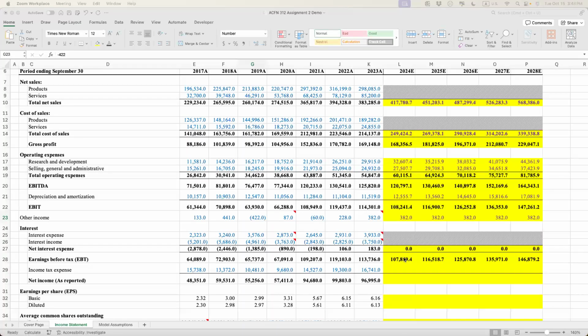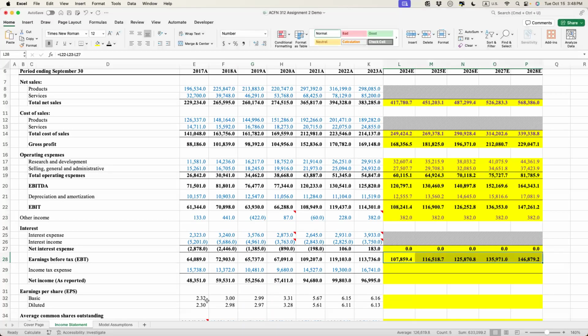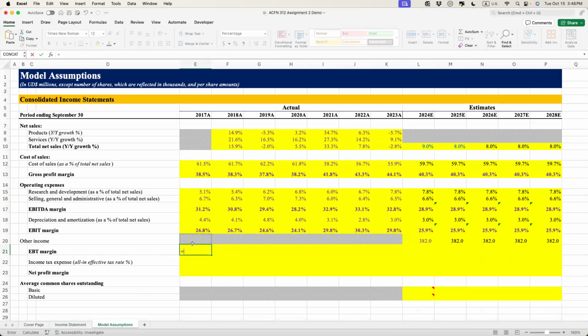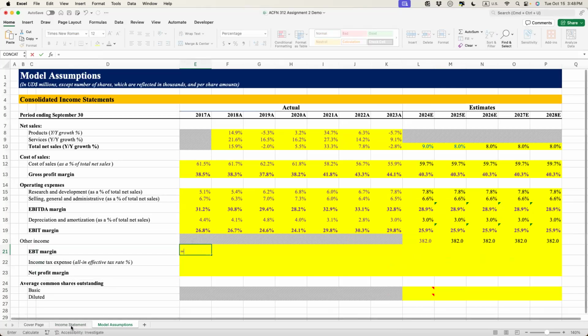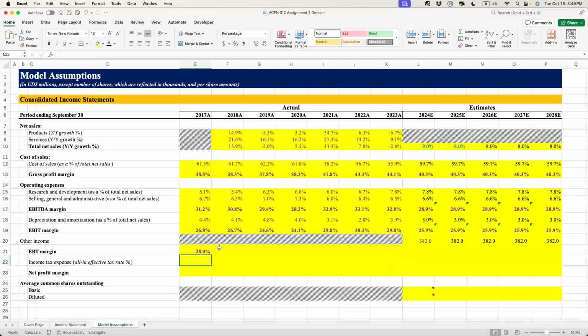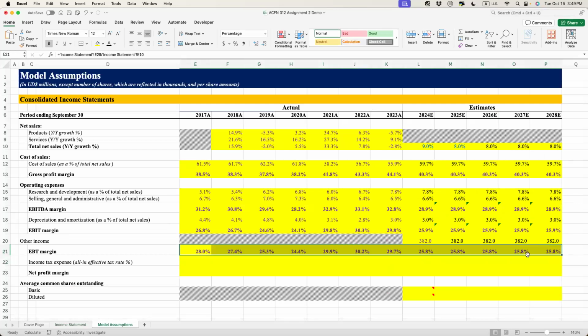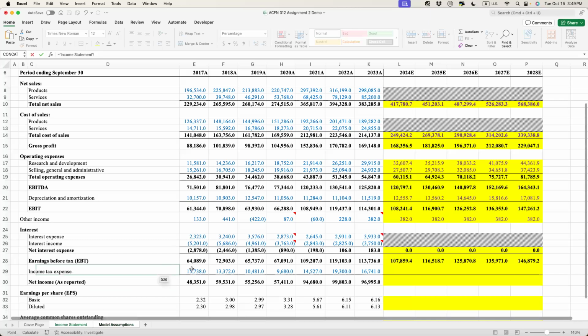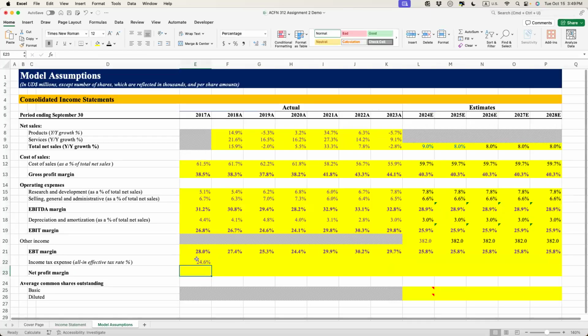So if we switch back here, we already got the earning before tax calculated. So first, let's do the model assumptions. Oh, let's finish this one first, since we already have the earning before tax calculated. So let's just go back, find earning before tax, and divide that by total net sales. This will give you the EBT margin, and we can just go ahead and fill right. And then next, let's calculate the effective tax rate. That's going to equal the income tax expense divided by earning before tax.